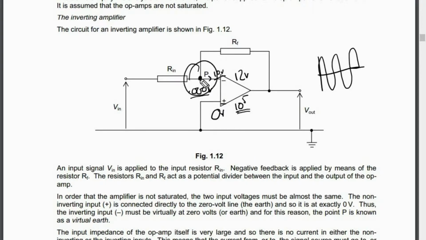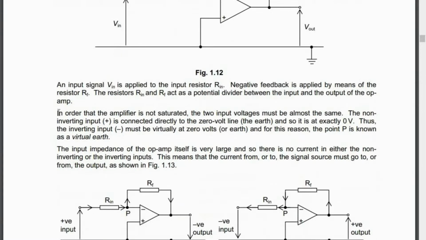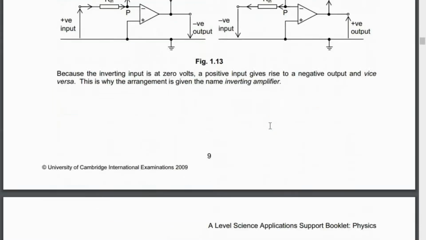This is point P right here, right? Point P is known as virtual Earth. Is everyone clear on this? Alright. So exactly these words are written here. In order that the amplifier is not saturated, the two input voltages must almost be the same. The non-inverting input is connected directly to the 0 volt line, so it's exactly 0. Thus, the inverting input must be virtually 0, and for this reason, point P is known as virtual Earth. Alright?